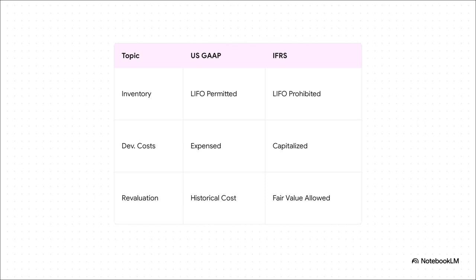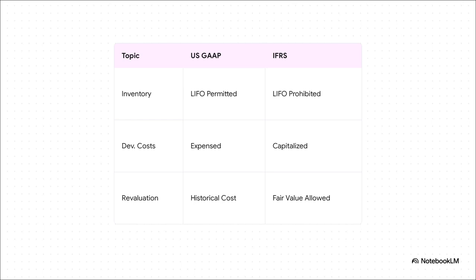So first, let's talk inventory. GAAP allows something called the last in, first out, or LIFO method, but IFRS says no way. Now, why does that matter? Well, when prices are going up, using LIFO can make a US company's profit look lower than an identical company on IFRS. It's a huge deal. Okay, next up, development costs.